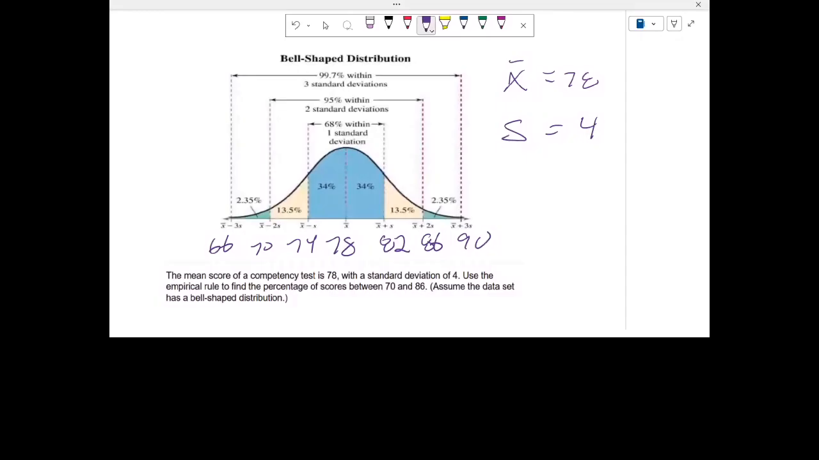We want to look for scores between 70 and 86. Here's 70, here's 86. If I go up, that's an easy breezy problem. 95%, right? Boom. There you go.